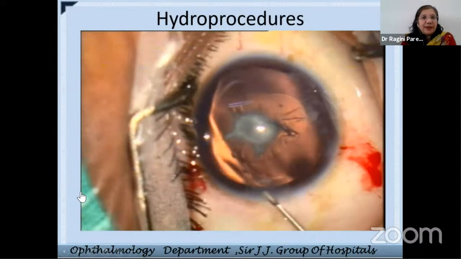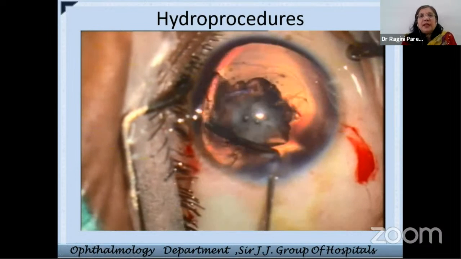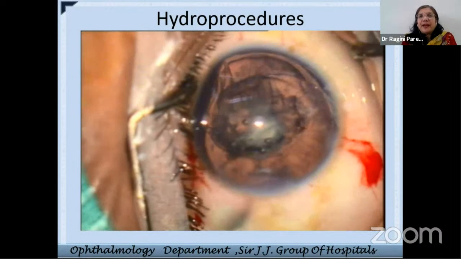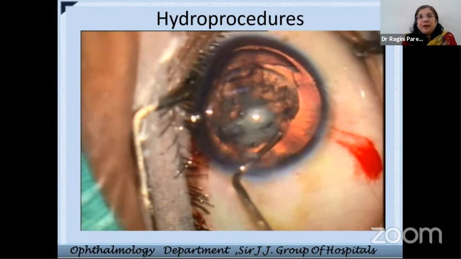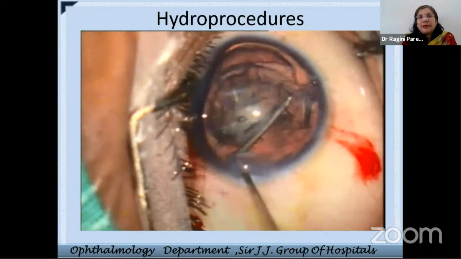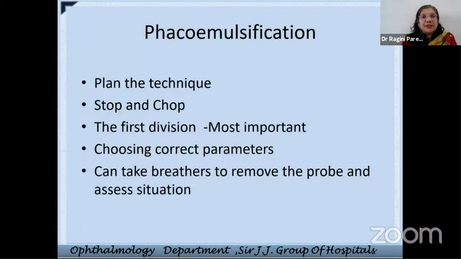So as you can see over here, this is the hydrodissection, which is done using a 25 gauge cannula on a 2 cc syringe. Multiple points and little fluid is important, otherwise the wave can cause a PC tear. So this is the hydrodissection procedure.